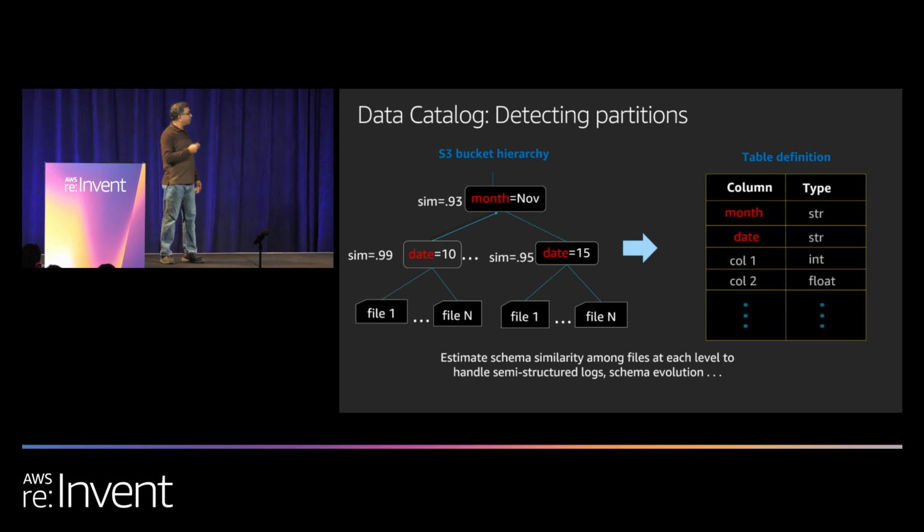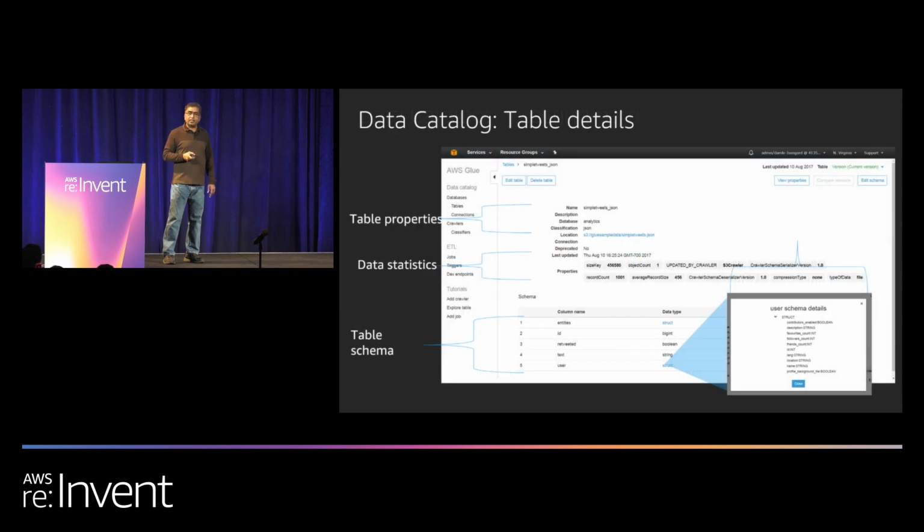So as you see in this example, it found almost 99% similarity on date and month partitions. So it created a table with the date and month partitions. Once the partition is done, your catalog is ready. This is how it looks in the Glue console. You have a table name and the statistics on the data: how many records are there in the source data, what is the average record size, as well as what kind of compression it uses, and then the table schema, which is nothing but columns and data types.